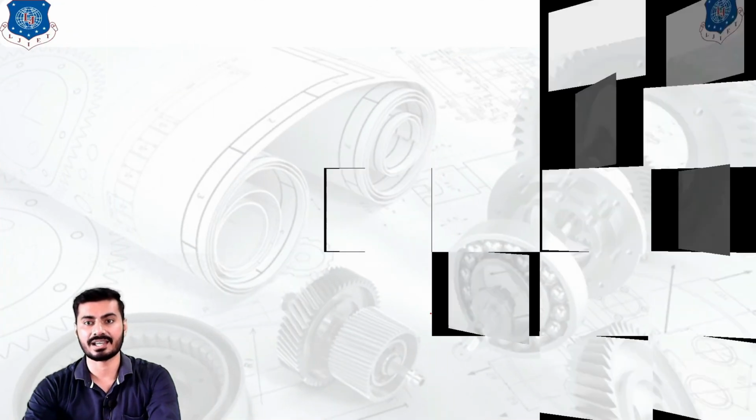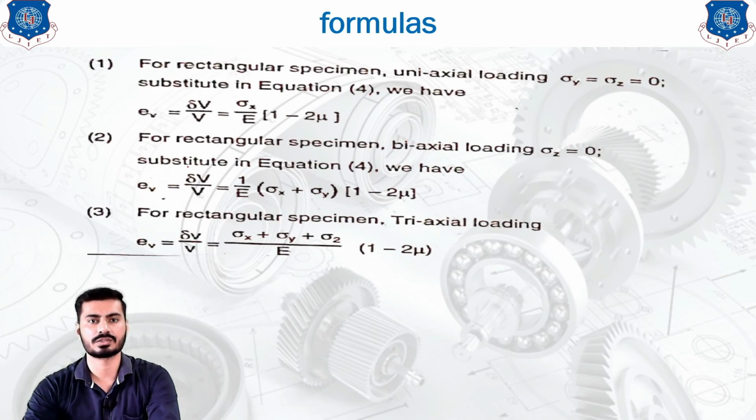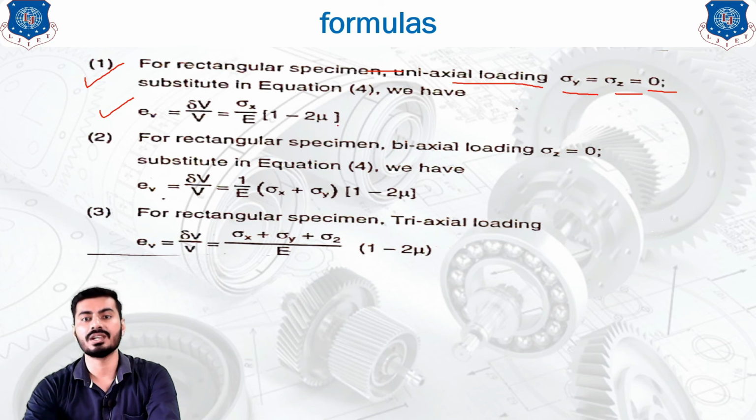So we will see that equation in the next slide, and those formulas are nothing but, the first one is the rectangular specimen under uniaxial loading. Uniaxial loading means sigma y and sigma z are equal to 0, because we are subjected to only sigma x. As you can see, epsilon v or EV is nothing but delta V by V, that is sigma x upon E into 1 minus 2 mu, because here only one stress is available.